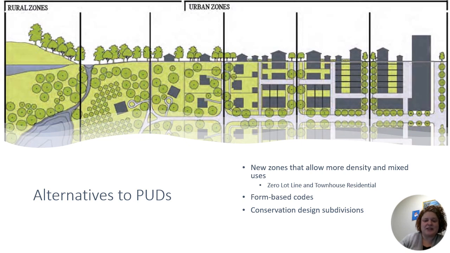In Chattanooga, the city has utilized form-based codes as an alternative to PUDs in some areas to have more control over the design and scale of the buildings, but the code is less strict on uses permitted. Lastly, conservation design subdivisions are an option for communities that do not have zoning in place. These can be adopted within the subdivision regulations to allow homes to be clustered together in exchange for open space conservation.